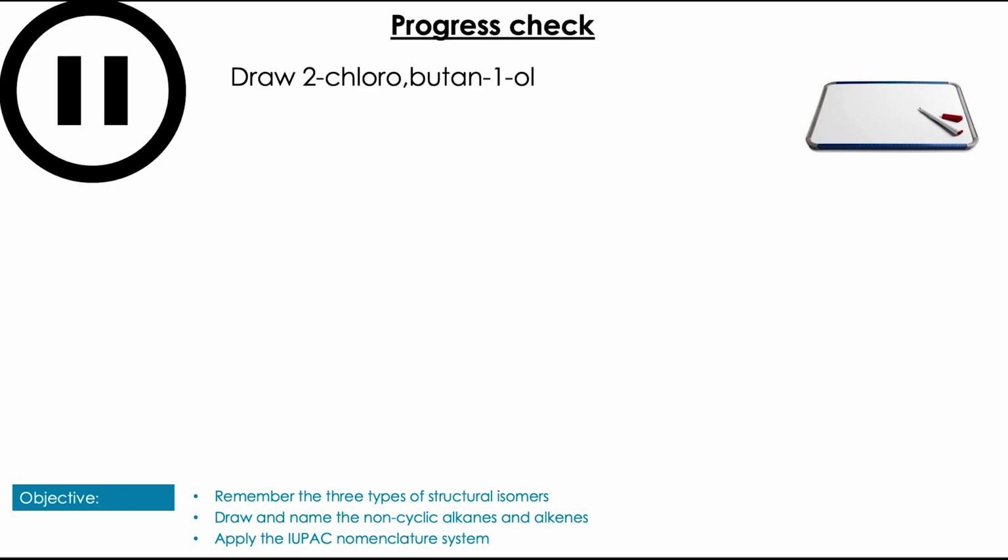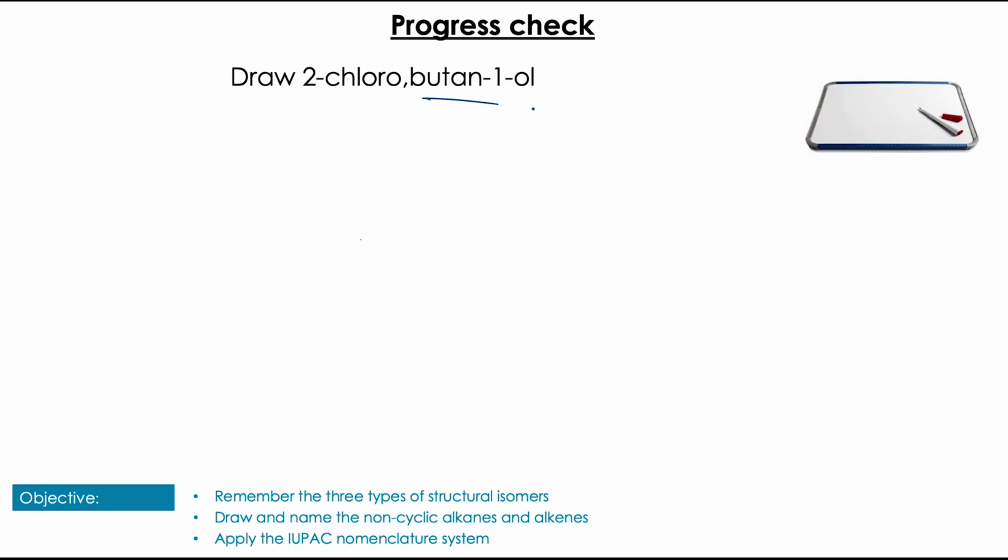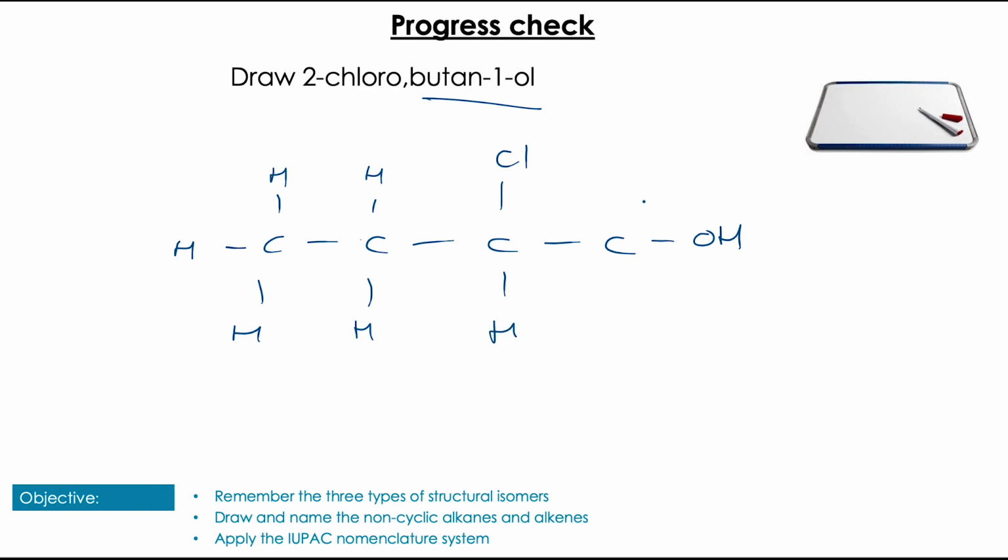Pause the video. Pop 'em up! So we've got a butan-1-ol, so I know I'm going to have that 4-carbon backbone with the alcohol on the first carbon, and it says 2-chloro, so the chloro will be on the second carbon, and I'm just going to fill in my hydrogens from there. Simple as that. 1, 2, 3, 4.